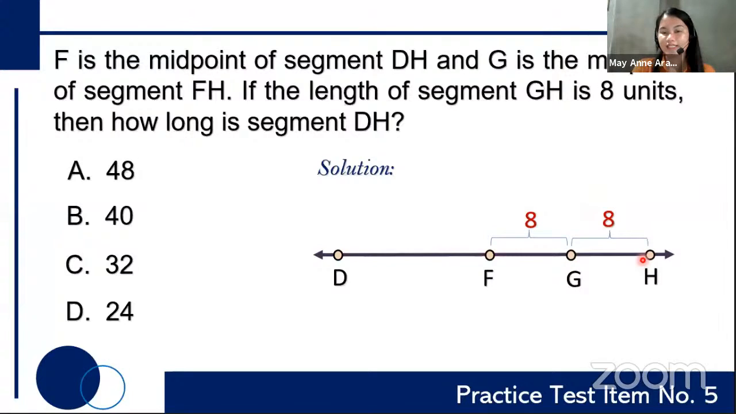And since F is the midpoint of line segment DH, kung ito ay 8 units plus 8 units, which is 16 units, therefore, this part or line segment DF also measures 16 units. So, just add. So, 16 plus 8 plus 8, you have 32. So, that is the answer.